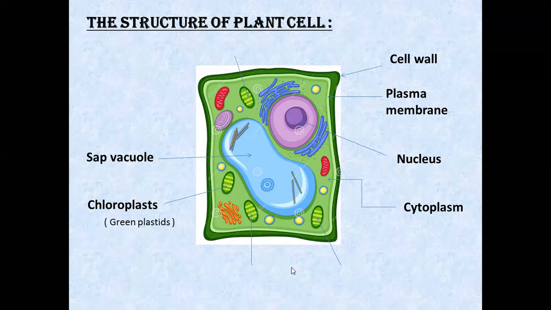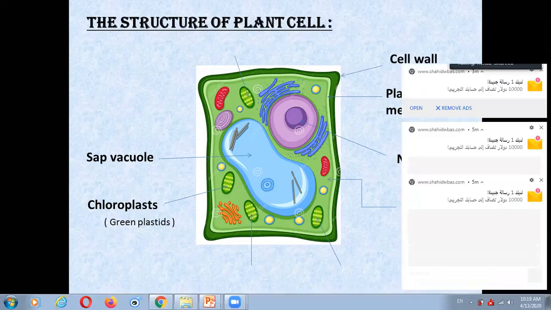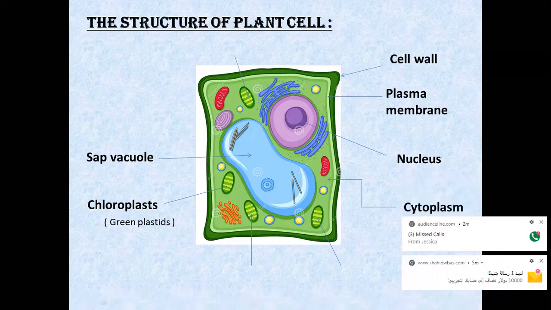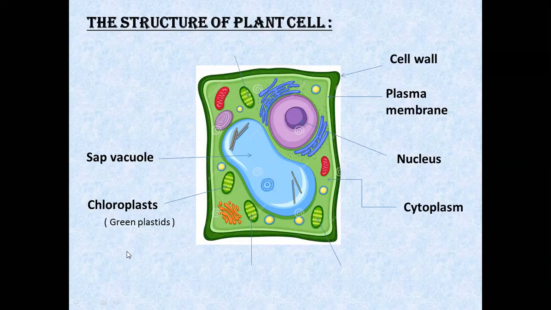So if there are no chloroplasts, the plants can't take the sunlight, and the plants can't make their own food. So the chloroplasts absorb the sunlight to help the plant make the food.